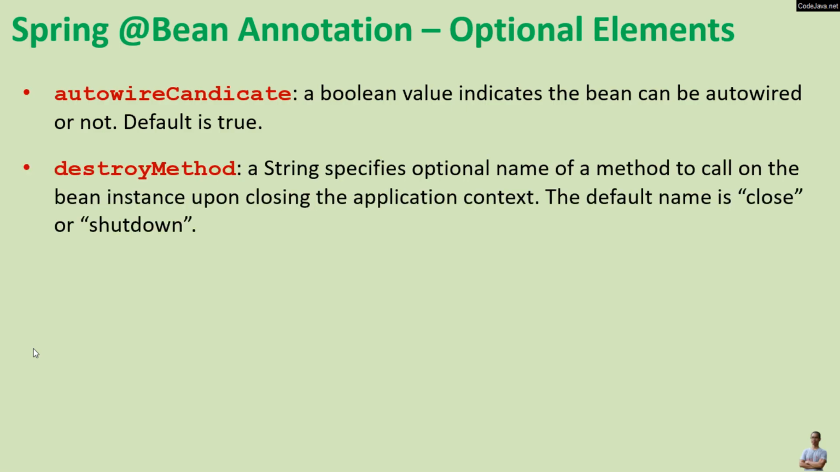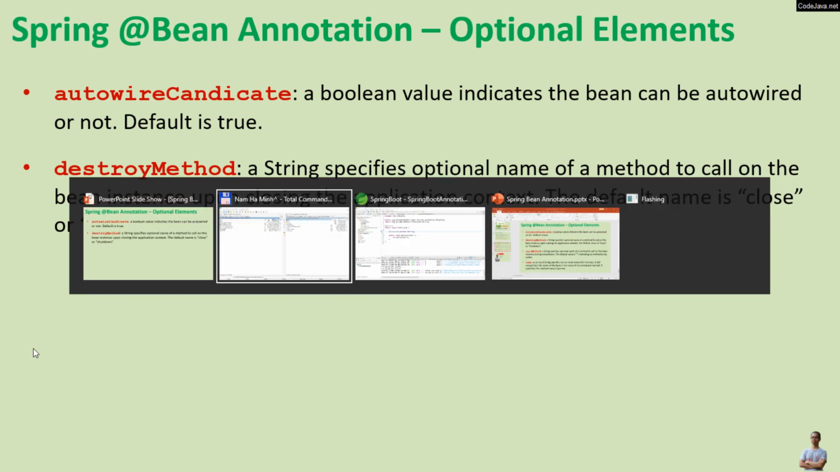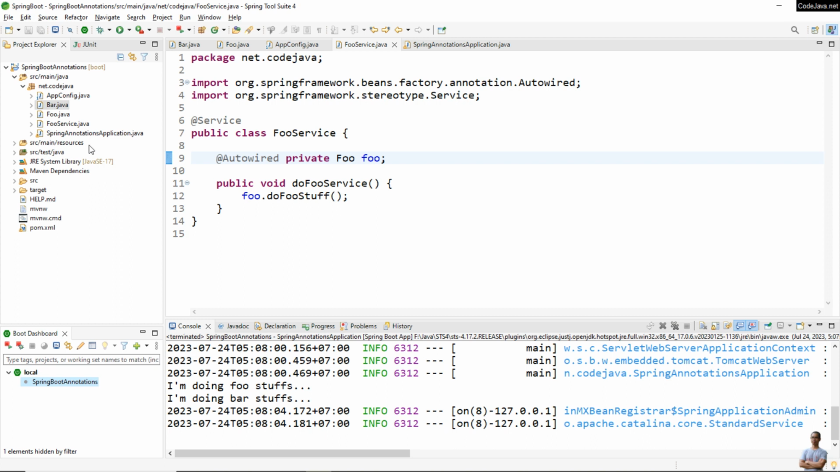And the second optional element is destroyMethod. It is a string that specifies the optional name of a method to call on the bean instance upon closing the application context. The default name is close or shutdown. Let me show you an example for that optional element.